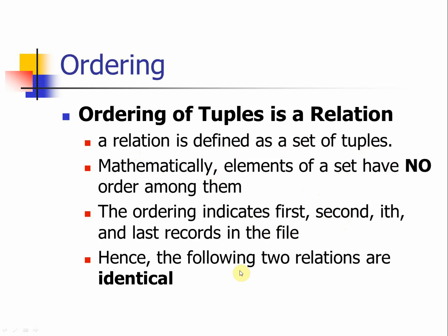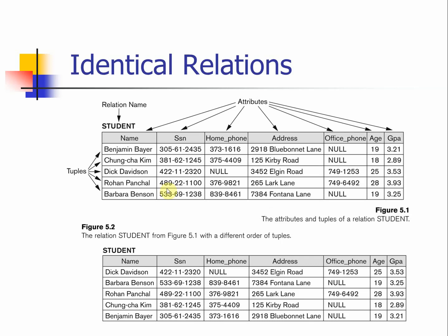Hence, the following 2 relations are considered as identical. Let's take a look at this example. So you can see that we have a student table. There are 5 students over there, and the values are all the same.